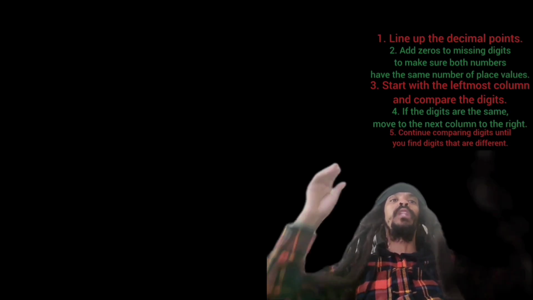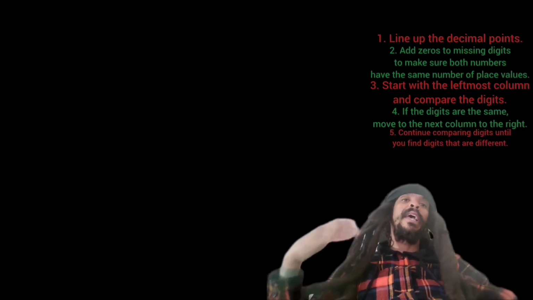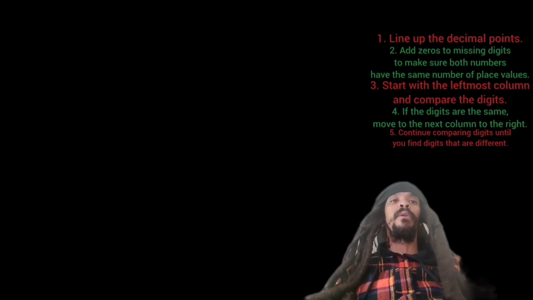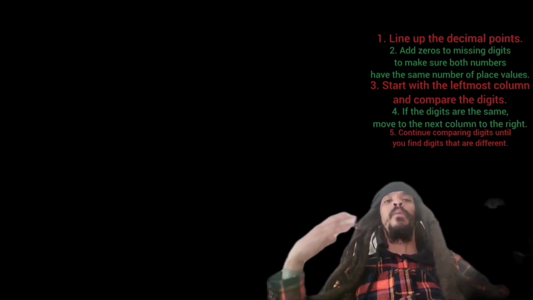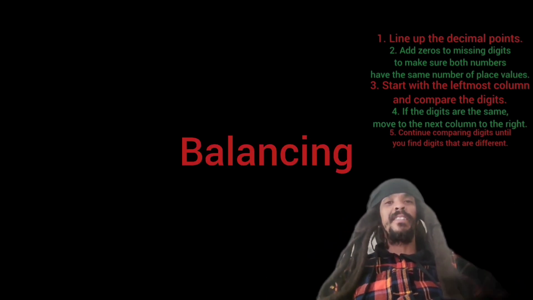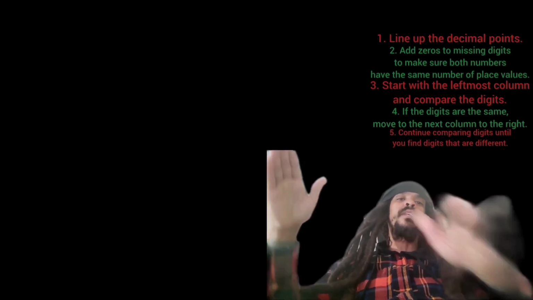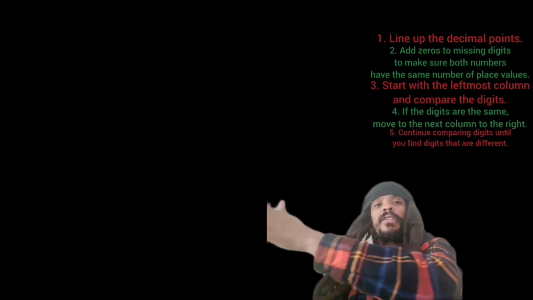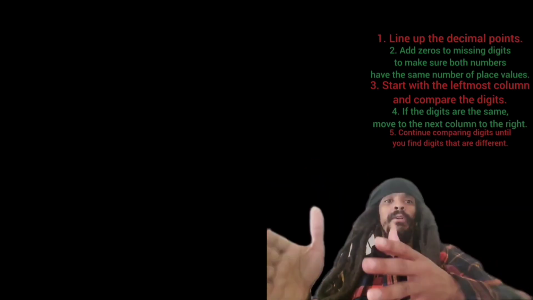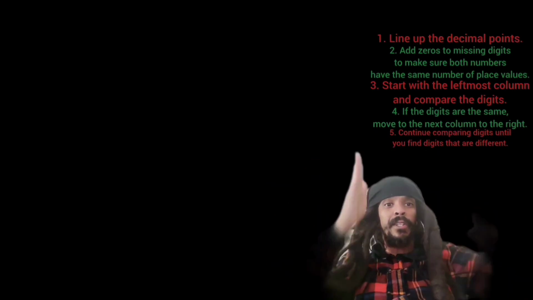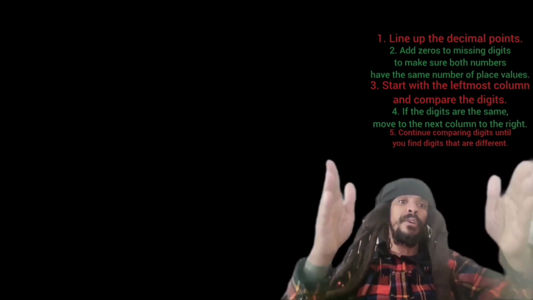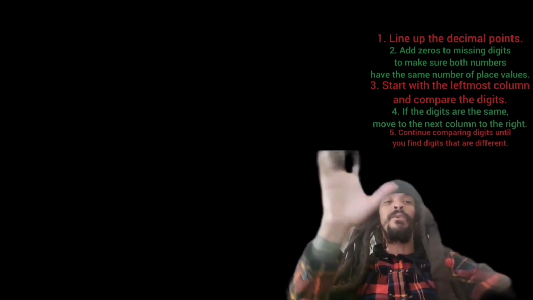First of all, you want to line up the decimal points. Add zeros to the missing digits to make sure both numbers have the same number of place values. That's what I like to call balancing the decimals. Then you start with the leftmost column and compare the digits. If the digits are the same, you keep going until you find different digits. And when you find the different digits, you'll be able to decide which one's bigger, and we'll be able to put them in order.